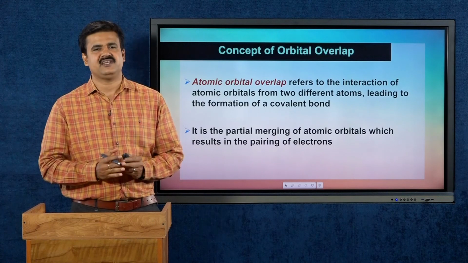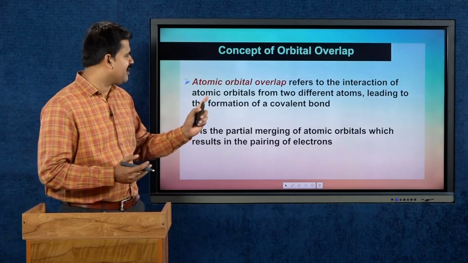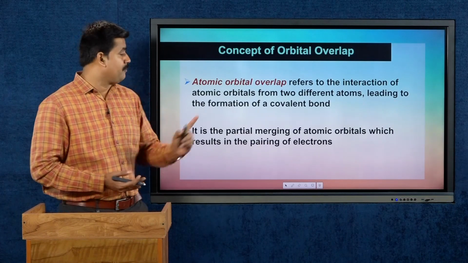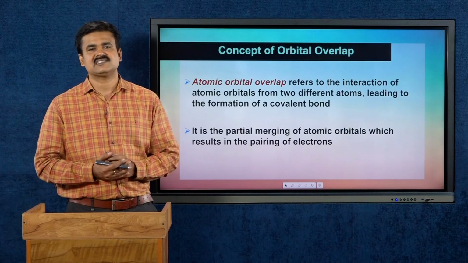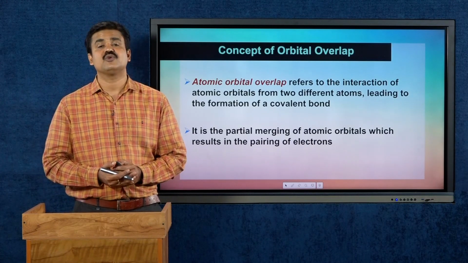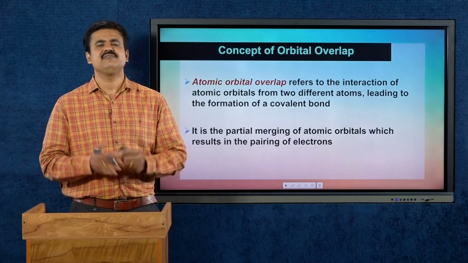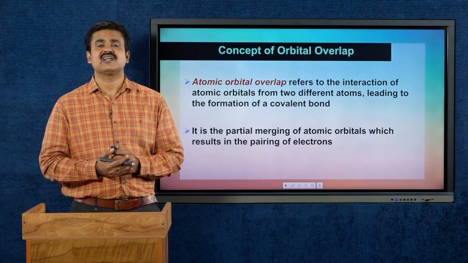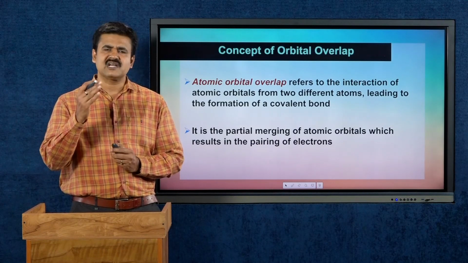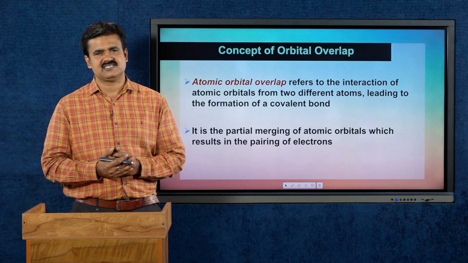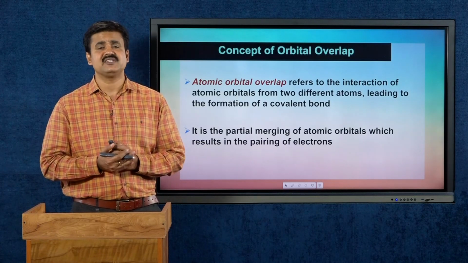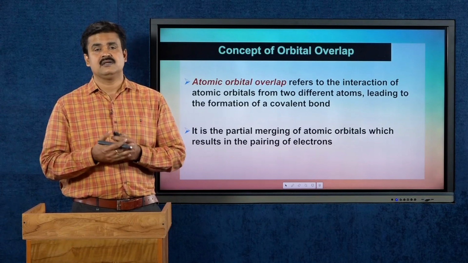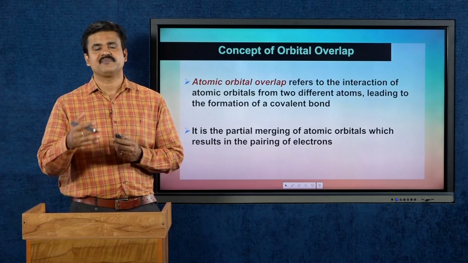And we can define atomic orbital overlap by the second statement. The atomic orbital overlap is the partial merging of atomic orbitals which results in pairing of electrons. For example, if you are taking the formation of hydrogen molecule, each hydrogen has 1s1 electronic arrangement, or 1s orbital is half-filled in each hydrogen. During the formation of the hydrogen molecule between two hydrogen atoms, the half-filled 1s orbitals of each hydrogen merged together to form H2 molecule.